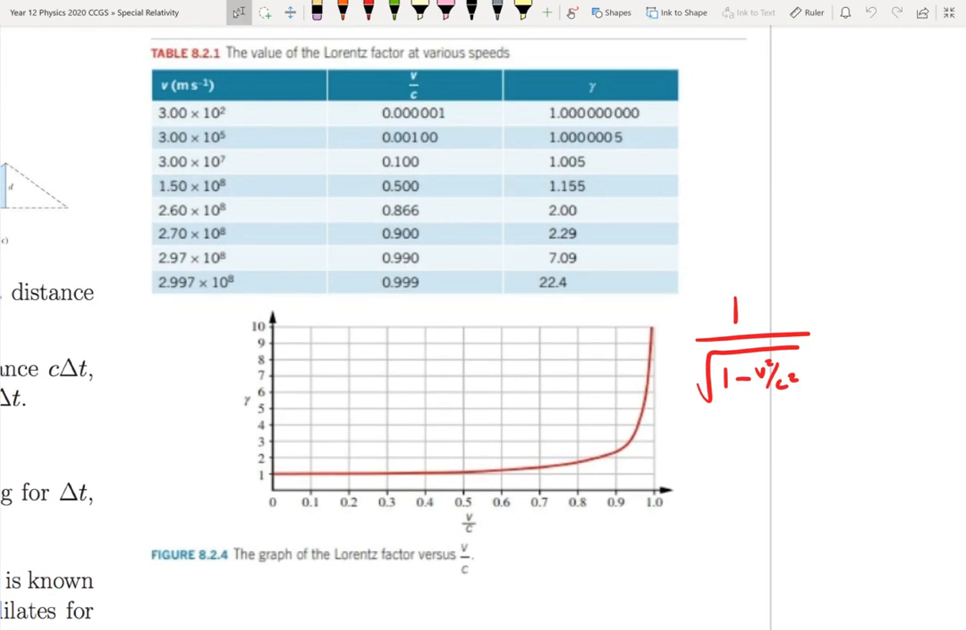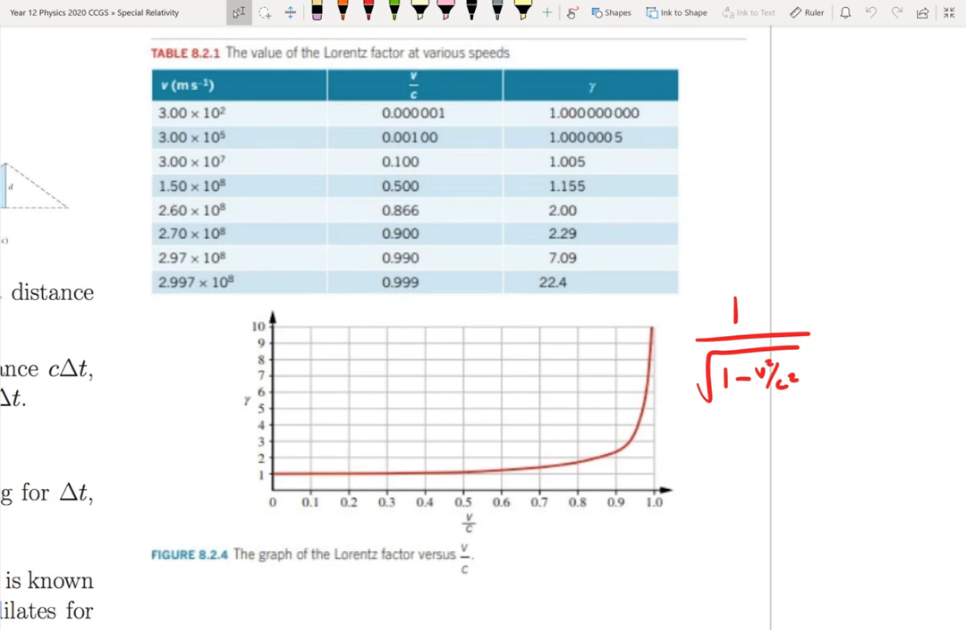And so 1 minus a small number is still pretty close to 1. And then you take the square root, so it's still going to be close to 1. Have a look at this. This is the Lorentz factor. You can see here, you cannot get a square root of 0, so v will never be able to equal c. As v approaches c, your Lorentz factor asymptotes to infinity.